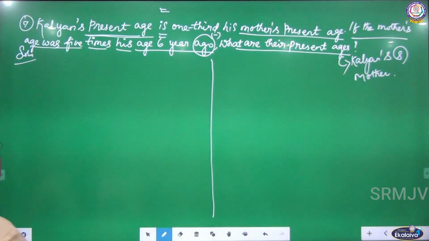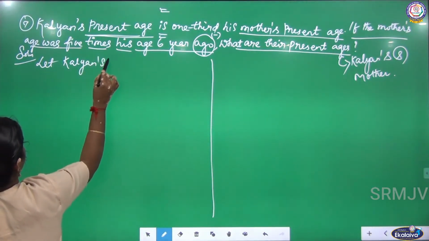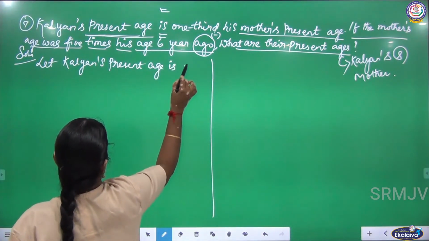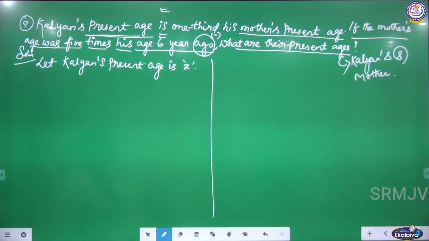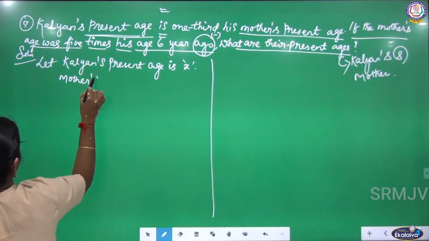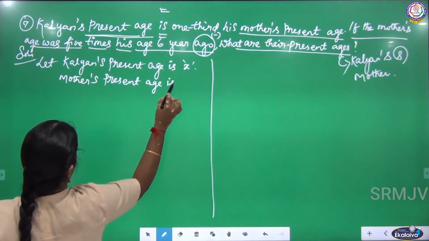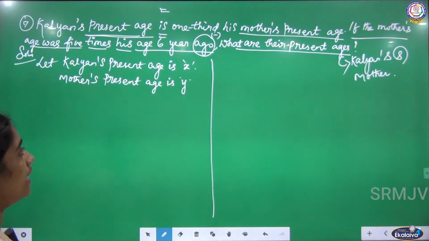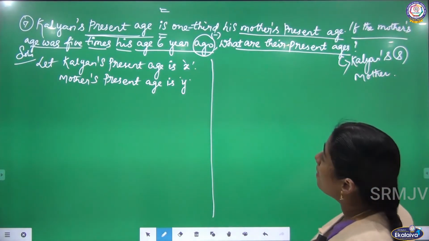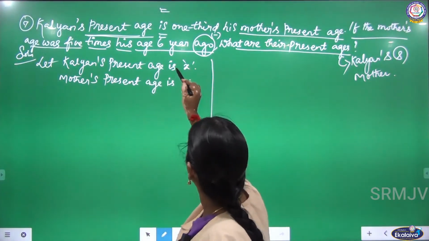Kalyan's present age, I can assume, let Kalyan's present age be X. Okay. And mother's present age is Y. Okay. See, up to this part is over. Next, if the mother's age was 5 times his age, no, I didn't complete this.